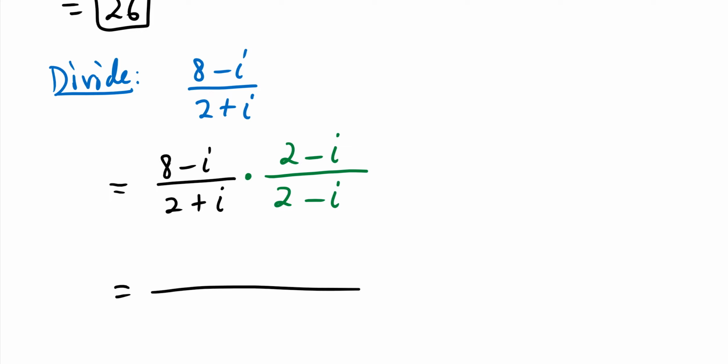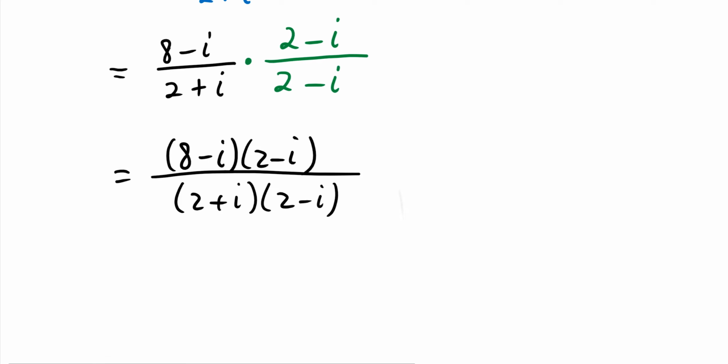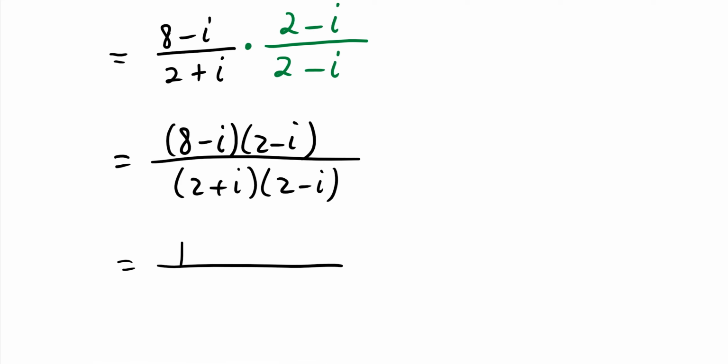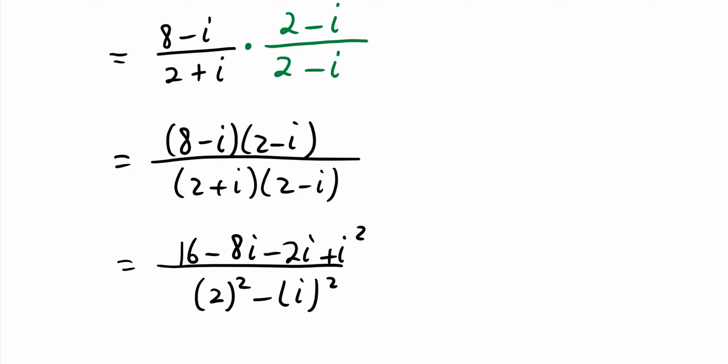So now we multiply top by the top, 8 minus i times 2 minus i, the denominator by the denominator. So let's see what we get. On the top we get 16 minus 8i minus 2i plus i square. And the denominator 2 square minus i square. So see how I'm using it now in the denominator? I don't have to multiply the entire denominator. I can just use it this way.